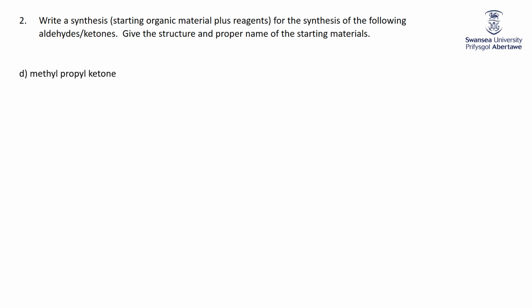So continuing on, methylpropyl ketone, looks like that one, comes from 2-pentanol. So of course, anytime we want to turn a secondary alcohol into a ketone, we just have to have fun with the acidified chromium 6.